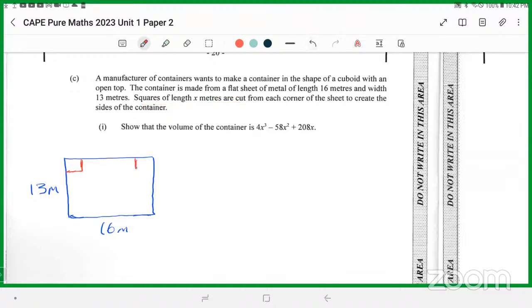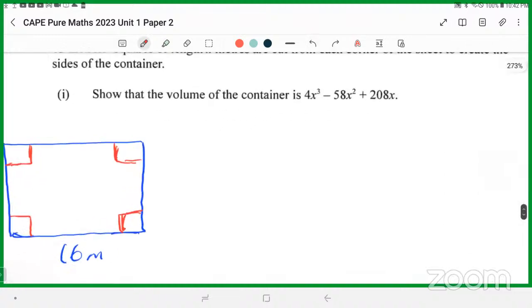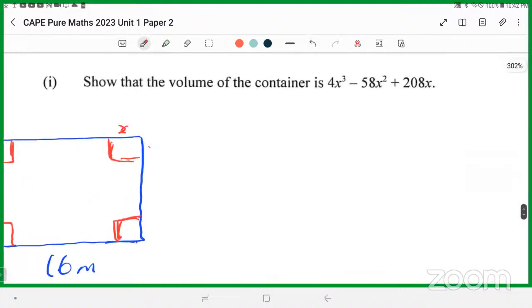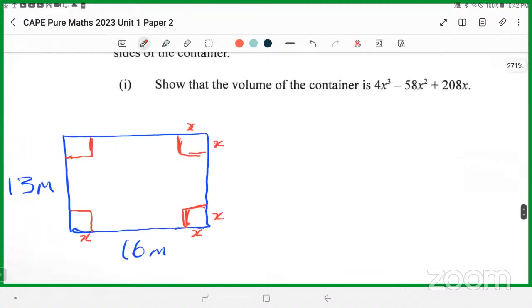Take out one from here, take out one from here, and take out one from here. So these are cut out. Remember now that they are each x, so each of them is just x. Basically, if I zoom in, this is an x by x, this is an x by x, this is an x by x, and this is an x by x.